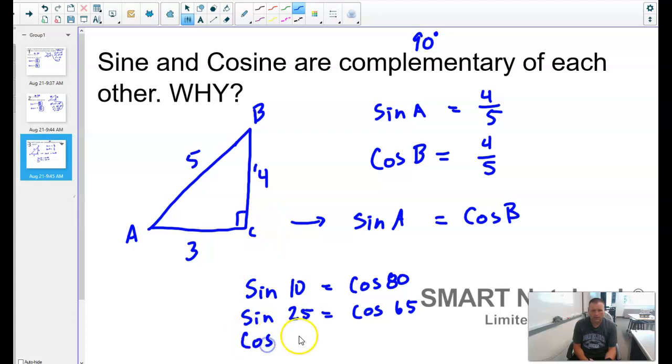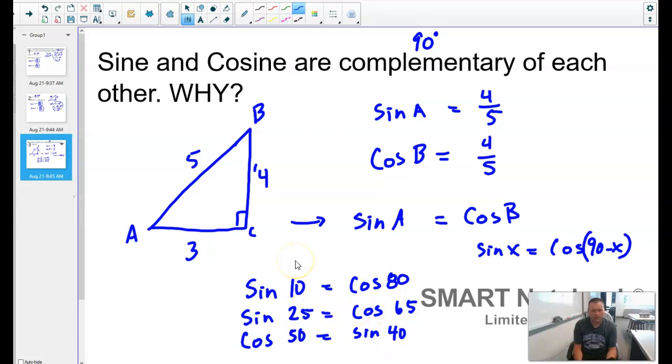Let's say I had the cosine of 50 degrees, and I asked you what the sine has to equal. Well, that would be the sine of 40. Okay? So the general rule is if I had the sine of x, what would that be equal to with the cosine? Well, just 90 minus x, because you're always going to go 90 minus whatever this angle is. That's the general rule.